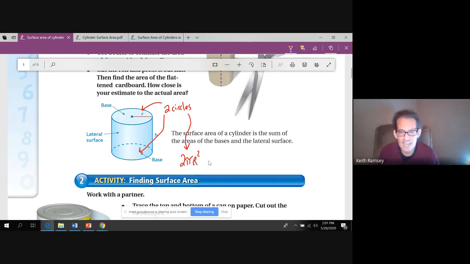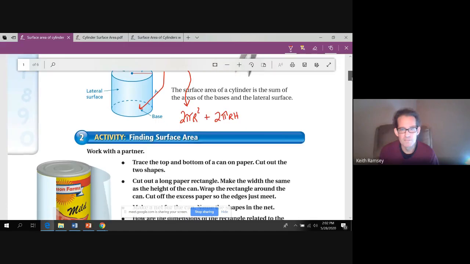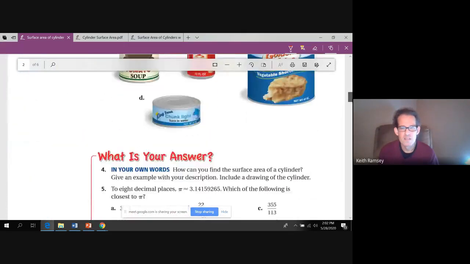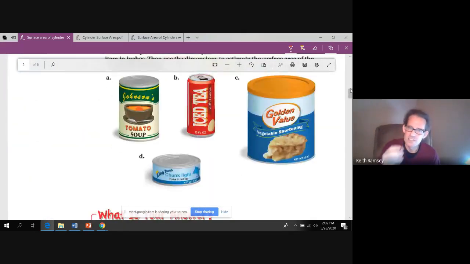And then you've got to add that with the surface area of that lateral surface, which is simply 2 times pi times the radius times the height. So once you add both of these, then you would multiply that by pi. Let's look at some examples of how to do that. Popular cylinders, as you can see, are like a can of soup or even a can of tuna down here. These are all cylinders, of course, like a pop can.